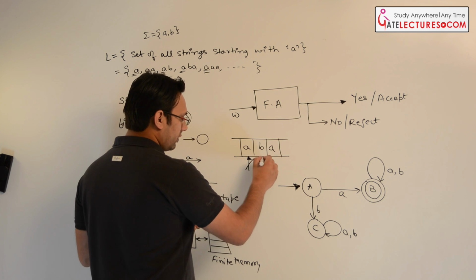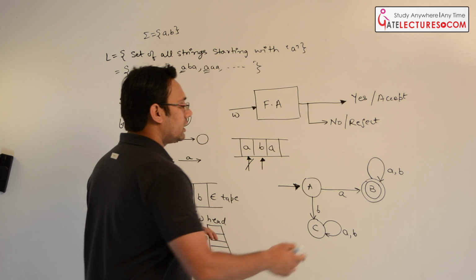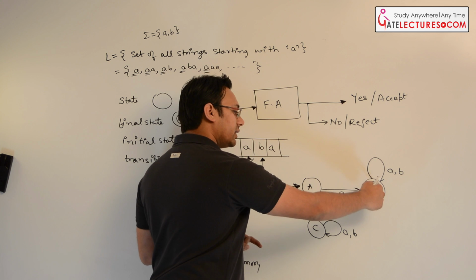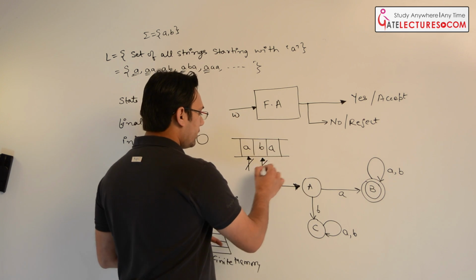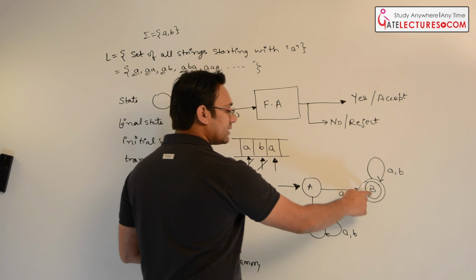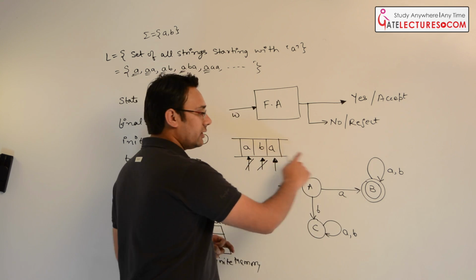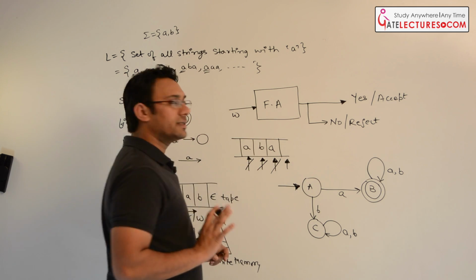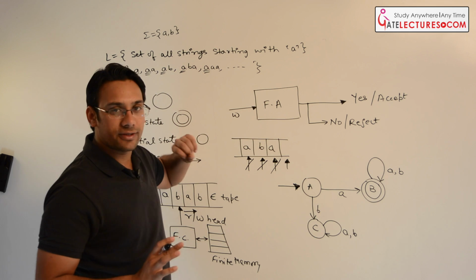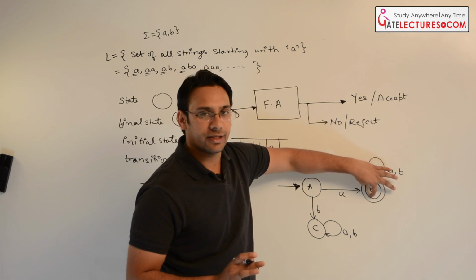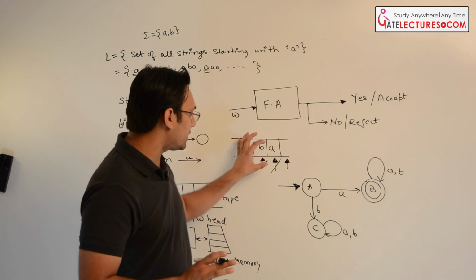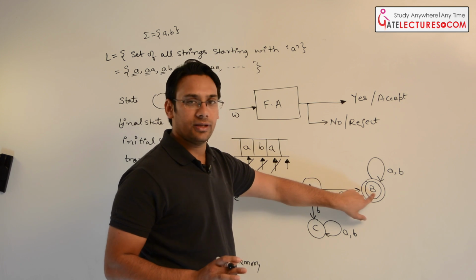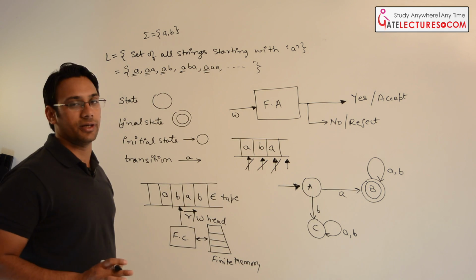Now we are reading the second symbol. In state B, after reading B, we are again going to state B. Then we read the third symbol. We are at state B. After reading the symbol A, we are again at state B. Now we have completely read the string. After reading the complete string, if we are at the final state, that means the string is accepted. It means that this string is present in this language. Yes, we are at state B, therefore this complete string is accepted here.